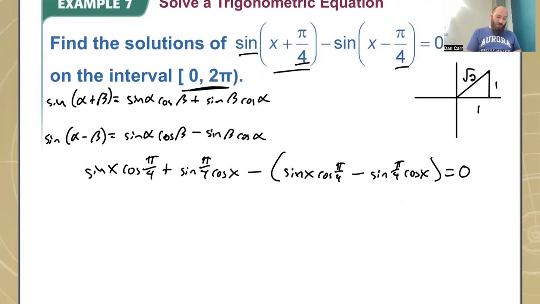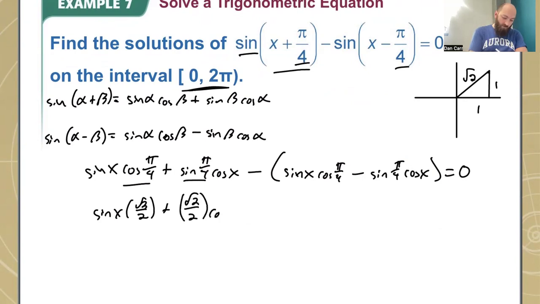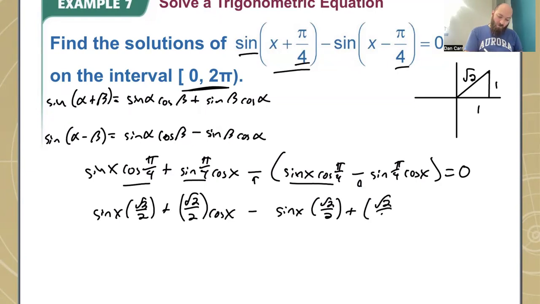All right, so we start substituting where we can. Remember, cosine of pi over 4 is root 2 over 2. So what this turns into is sine of x times root 2 over 2. This one, sine of pi over 4, is also root 2 over 2, so that'll be root 2 over 2 times the cosine of x. Here we're going to have minus this right here, same thing as over here: sine of x times root 2 over 2. Since it's subtracting a negative, this now turns into a positive, root 2 over 2 times the cosine of x.